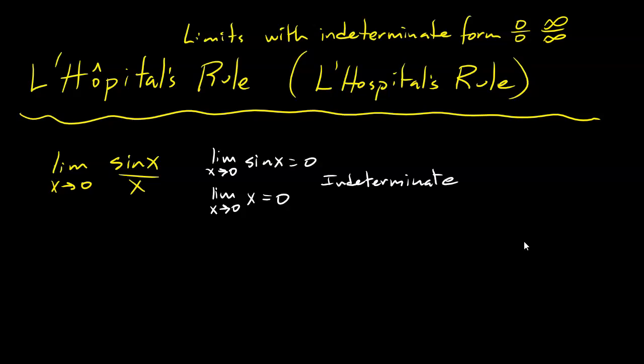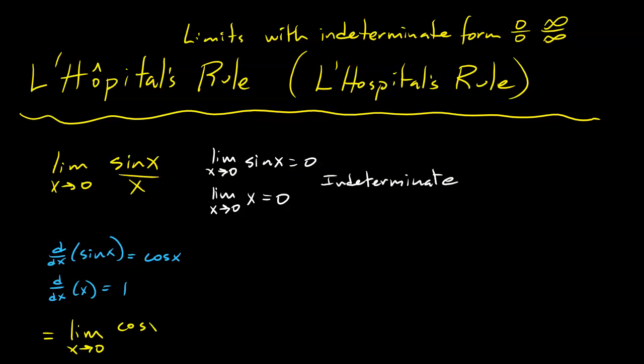Once you find that a limit is indeterminate, you can take the derivative of the top and the derivative of the bottom. So the derivative of sine of x is cosine of x, and the derivative of x is 1. So the limit of sine of x over x equals the limit of cosine of x over 1.